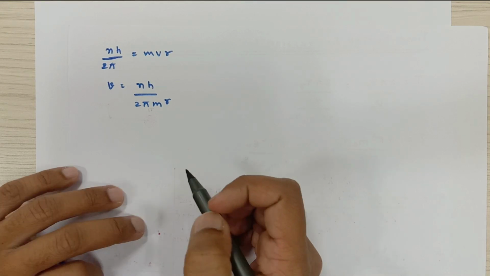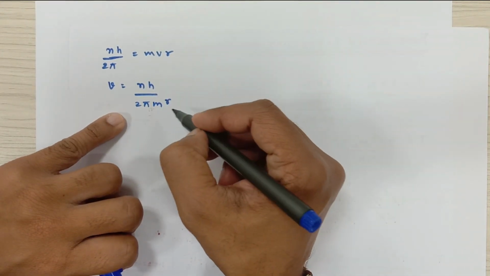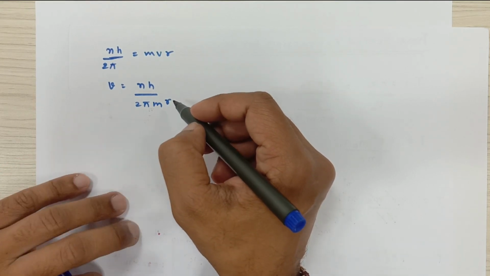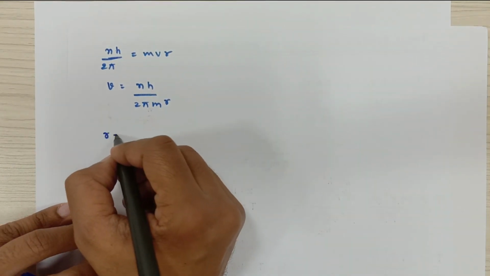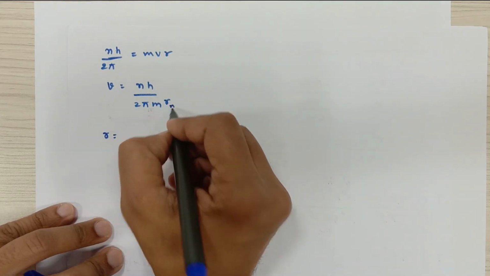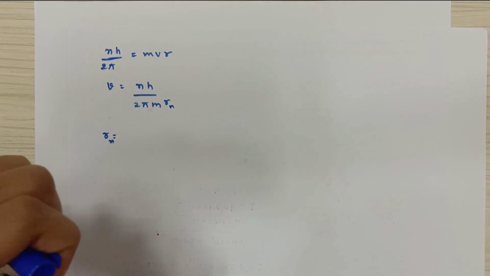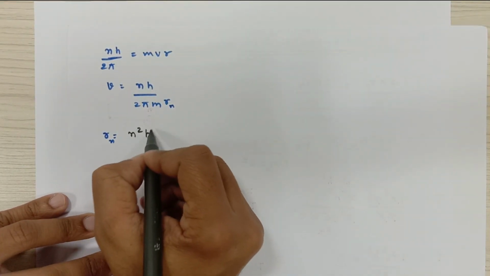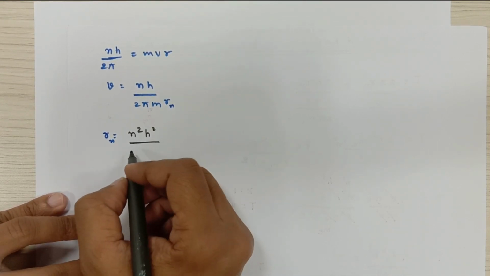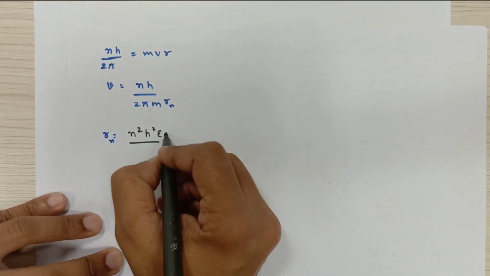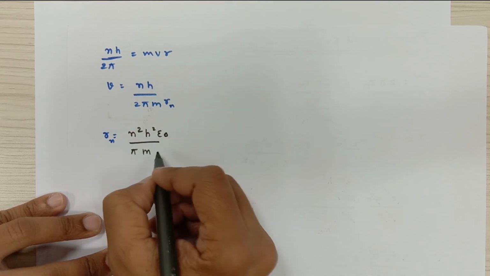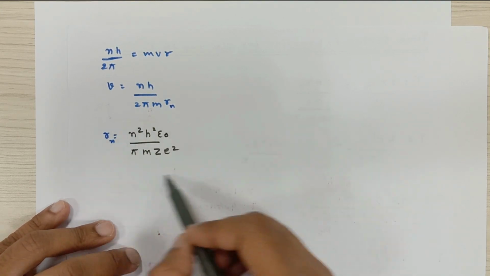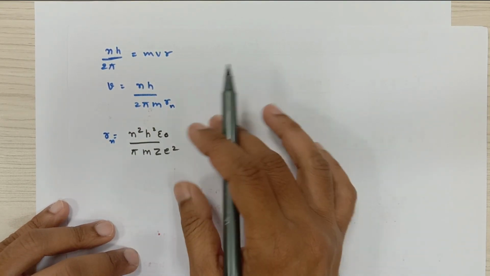So this is our velocity expression, but we still have to substitute the value for the radius. We have already derived that the radius expression for an electron in the nth orbit is equal to n square h square upon epsilon 0 pi m z e square. So this is our radius expression, guys, and I'm going to substitute it over here.